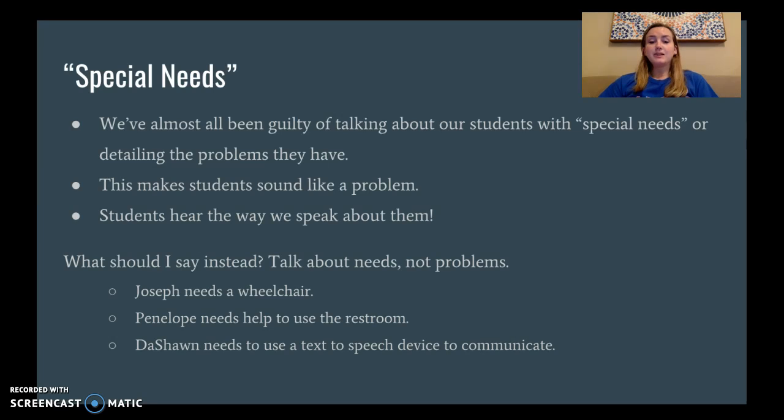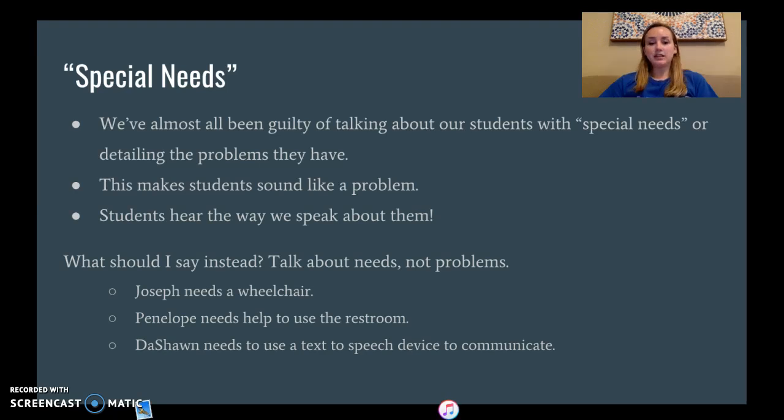And this also kind of goes into students hear the way that we speak about them, and it makes them view themselves as a problem, which is never something that we want for our students, especially, like I said, in middle school when they're trying to form these identities and they're going through so many different things. We don't want them to think of themselves as being a problem. So what are we going to say instead?